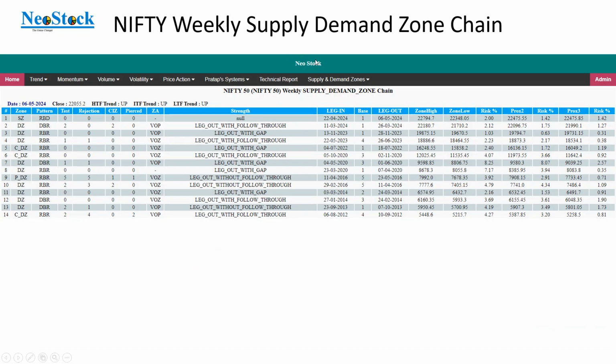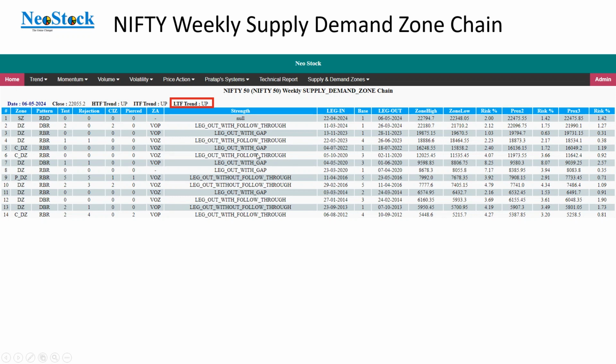And this is the weekly supply demand zone chain generated with the help of NeoStock software. We focus only on the immediate weekly supply zone and weekly demand zone. The weekly supply zone was created during this week only. At present, the weekly trend is up. Anyway, the monthly trend is also up, and the weekly trend is also up.